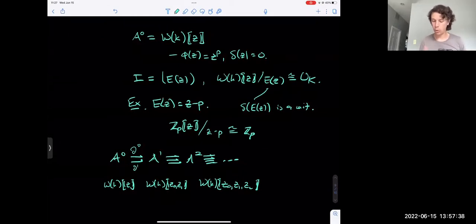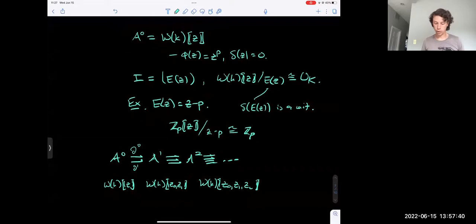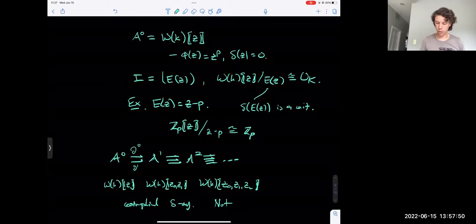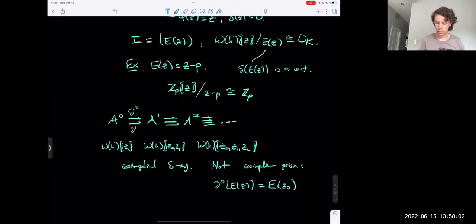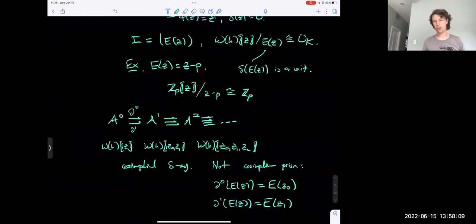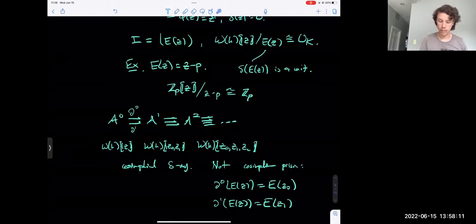And this is some kind of cosimplicial delta ring. It's not a cosimplicial prism, right? Because, for example, delta 0 of E of Z is E of Z0. On the other hand, delta 1 of E of Z is E of Z1. And these just don't generate the same ideal inside here.